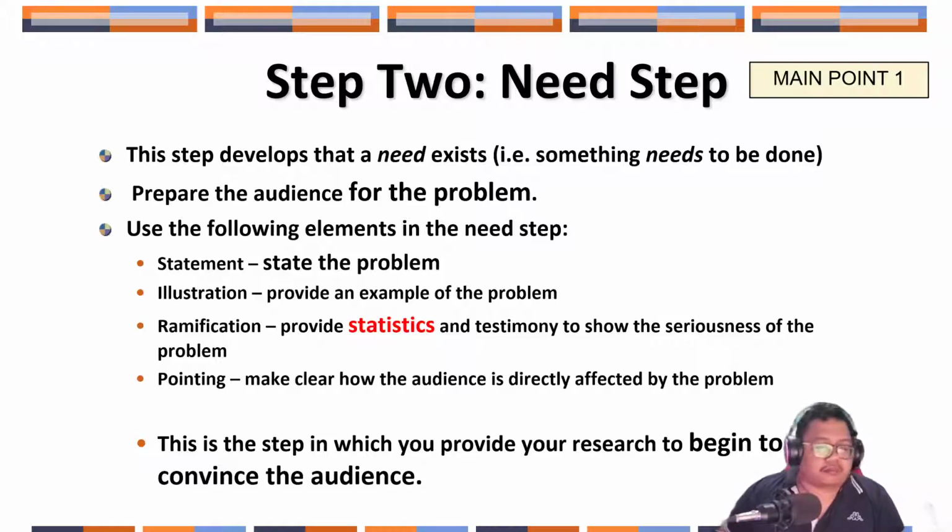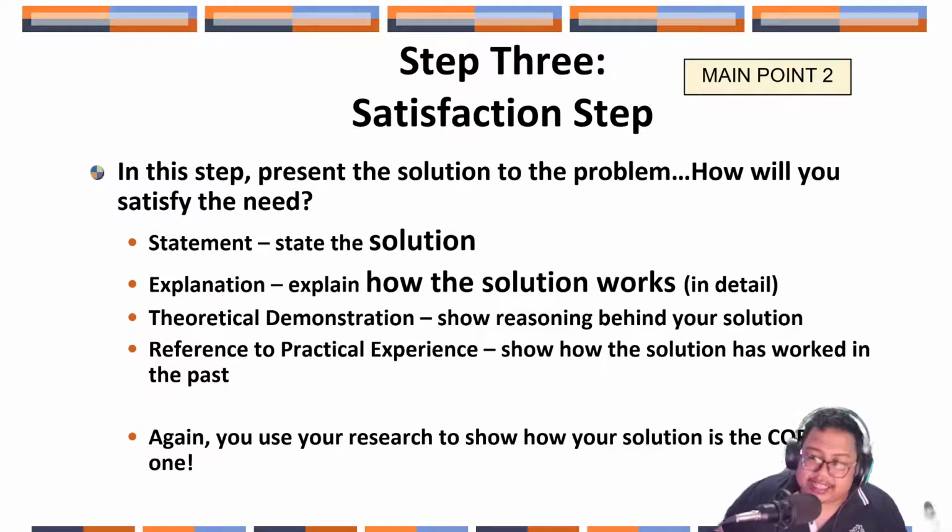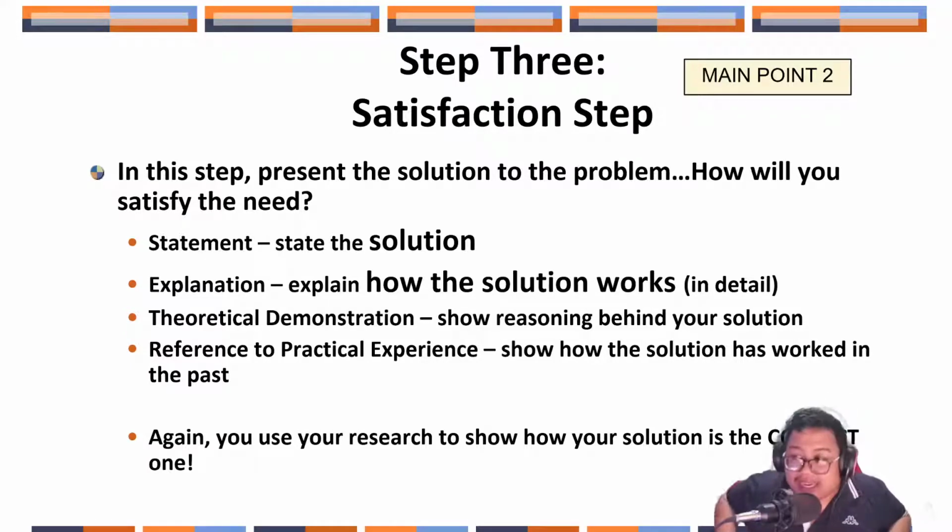Okay? Then we have step 3, satisfaction step. In this step, you present the solution to the problem. How will you satisfy the need? You state the solution. How can we solve the problem? For example, why smoking should be banned? You provide the solution. Smoking should be banned by, how? Preventing smokers in restaurants or something. You explain how the solution works. So if you are banning smokers in restaurants, people won't be affected, won't be receiving the smoke, for example.